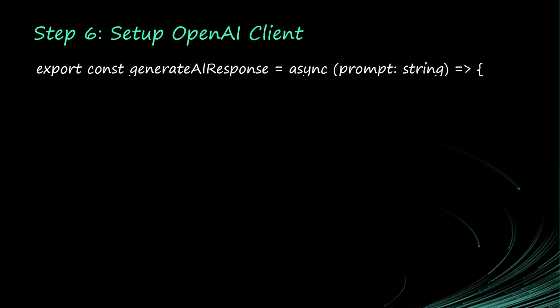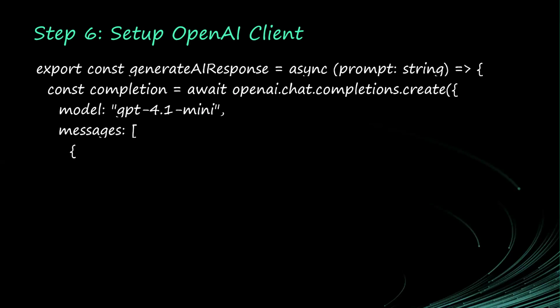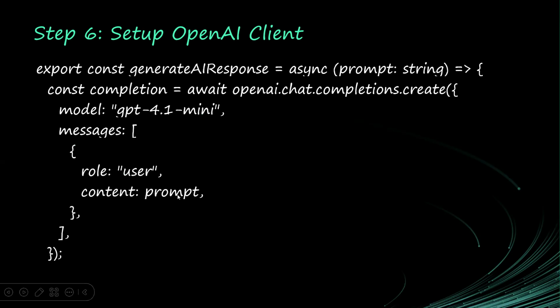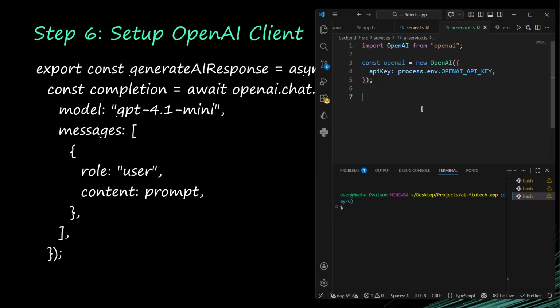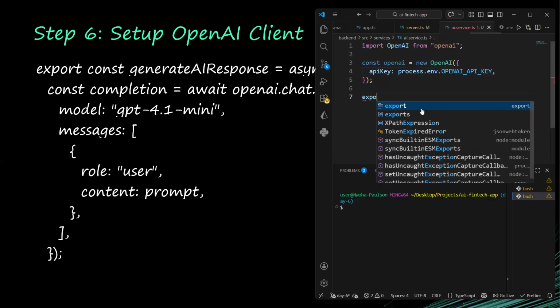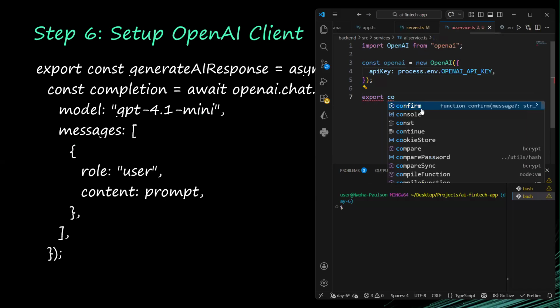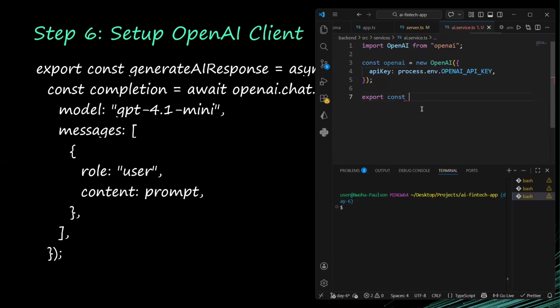Then the next line of code would be, let us create a function that would generate responses for us. So this is a function that is going to generate responses for us. I would go back to my Visual Studio Code. All right, so I will say export const, and the name of the function is generateAIResponse.